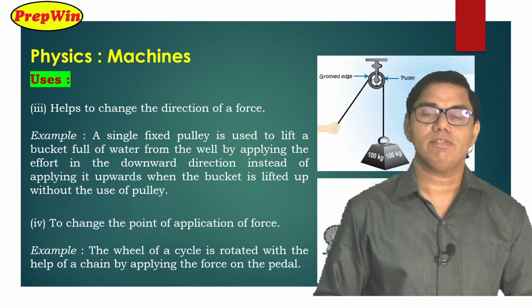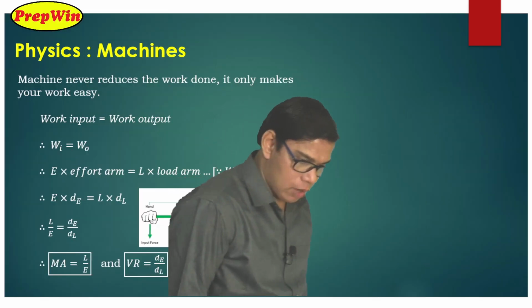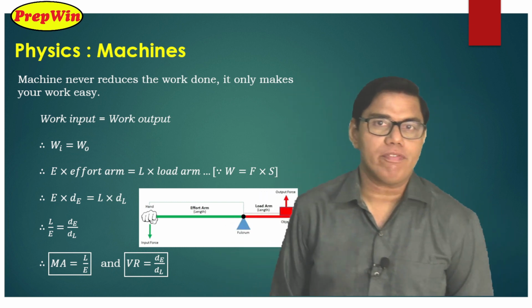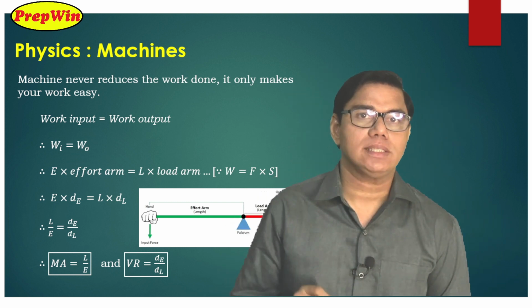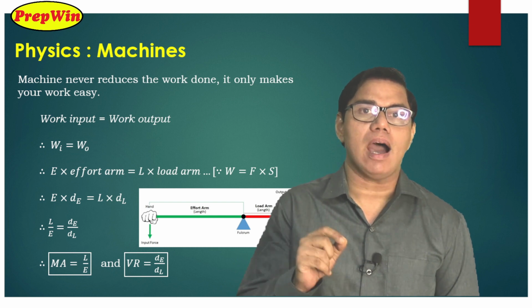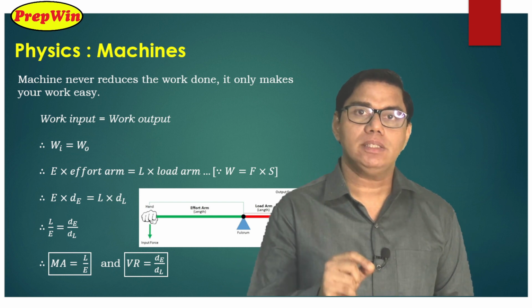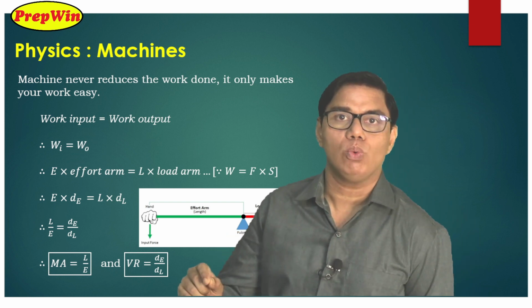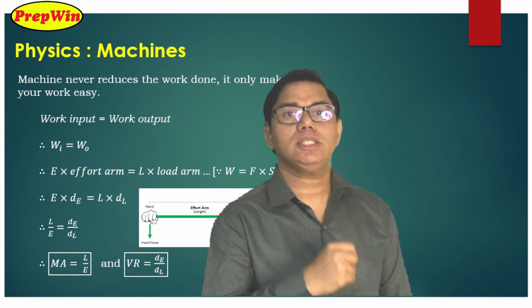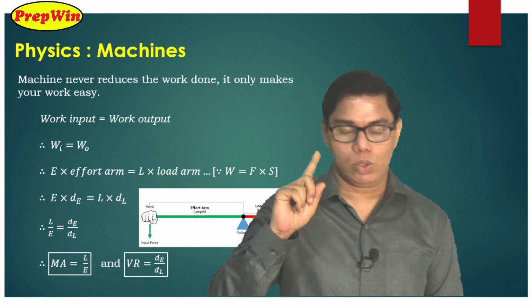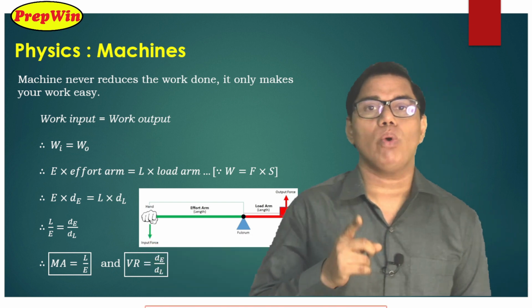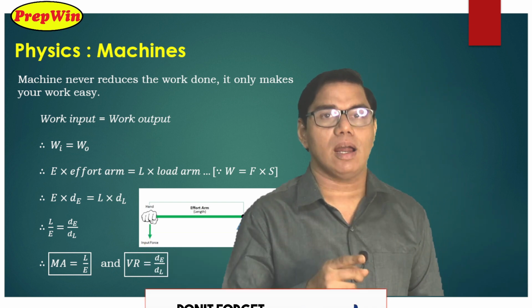I'm sure it is very easy for you to understand. Now this is the wrong notion that a machine reduces our work. No, my friend, a machine never reduces our work. It only makes our work easy. Now the principle of a machine states that work input is always equal to work output. So if you think a machine is going to reduce your work, no, it is not going to reduce your work. It is going to make your work easy, convenient and safe.